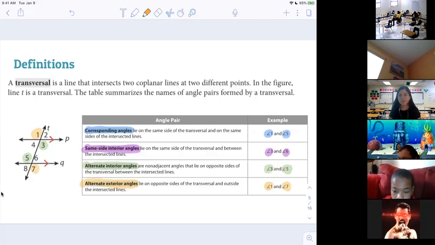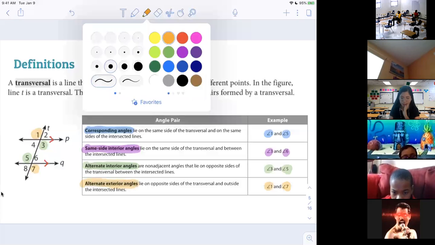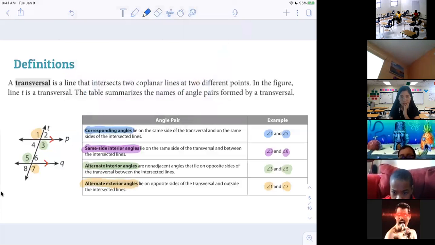All right. So angle 1 and angle 7 are alternate exterior angles because again, they're outside of P and Q, and they're on opposite sides. So what would be the other pair of alternate exterior angles? Yeah, 2 and 8.